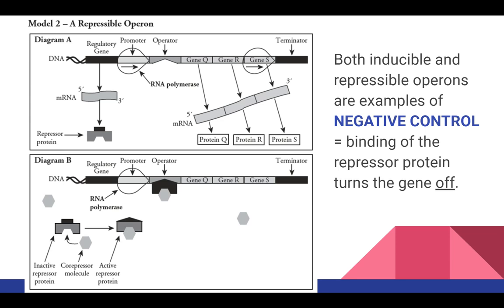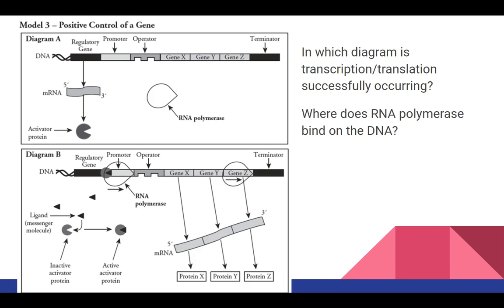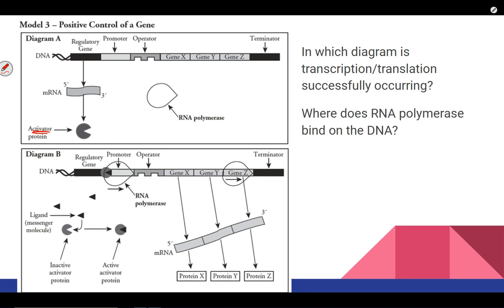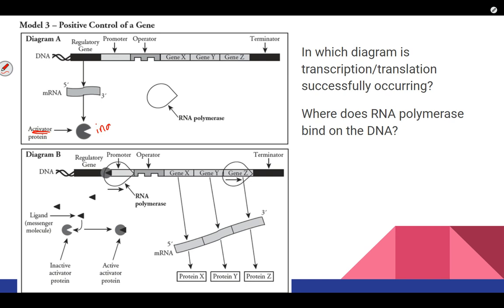So both of these are negative control because when the repressor binds, it slows down transcription. Positive control, which is the third model, is when a molecule binds that makes transcription happen more or faster. So here you can see that the regulatory gene makes something called an activator protein. Now it's not making a repressor, it's making an activator. Here's where this gets kind of fun. This one right here is an inactive activator. Isn't that a fun phrase? It's an activator protein, but it's not doing its job yet.